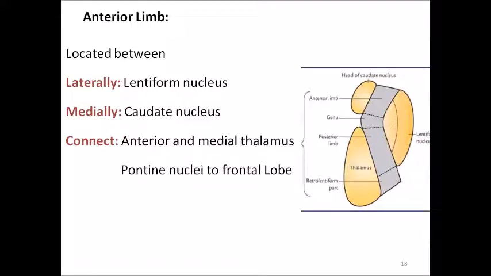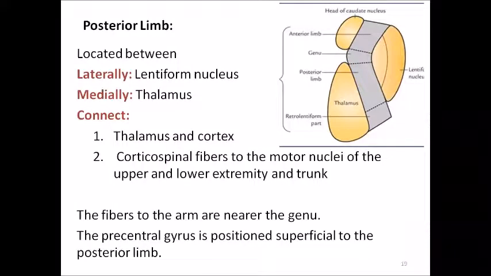Anterior limb is located between the lentiform nucleus laterally and medially the caudate nucleus. It connects the anterior and medial thalamus, pontine nuclei to the frontal lobe. Posterior limb is located between the lentiform nucleus laterally and the thalamus medially. It connects the thalamus and cortex, corticospinal fibers to the motor nuclei of the upper and lower extremity and trunk.